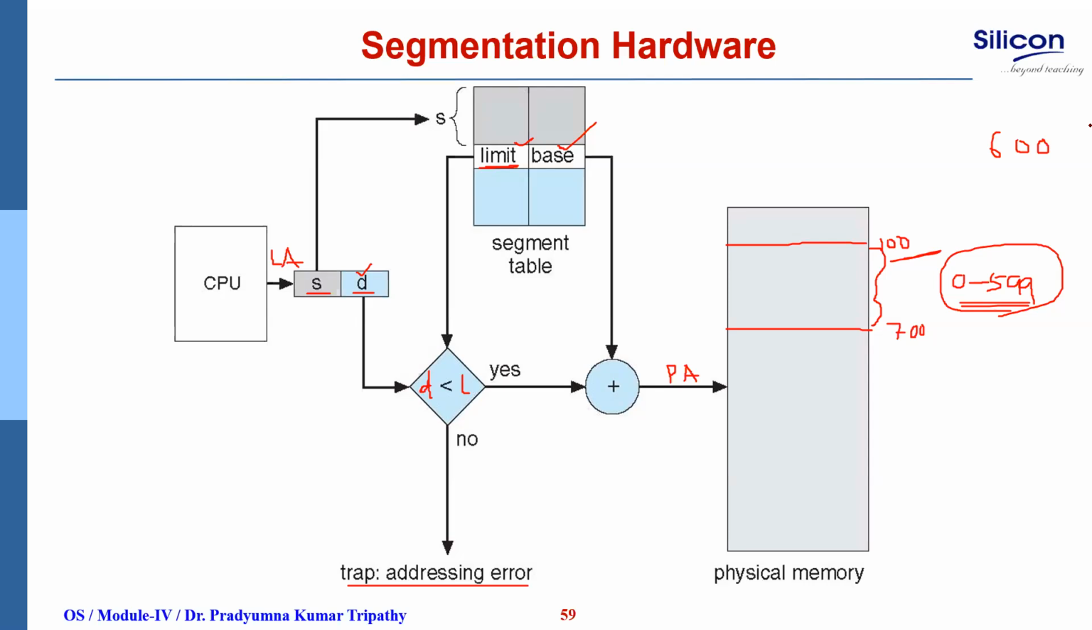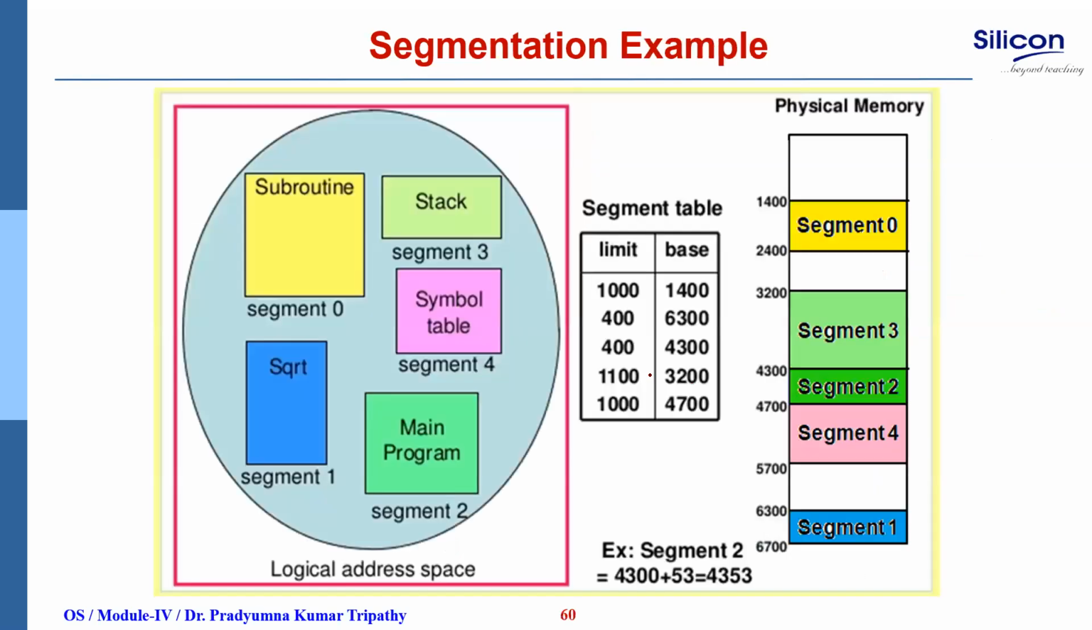Okay. So now this is being added with the base. Once it is generated, suppose it must generate between 0 to 599. If it is generating 200, 200 will be added with this 100 to get 300 as the physical address. Just look into this example.